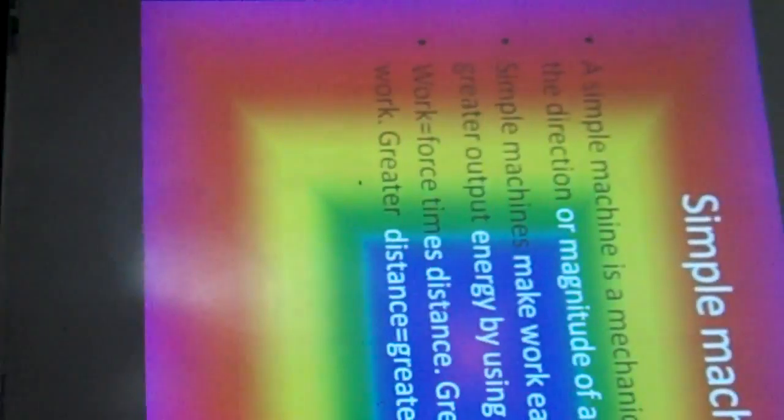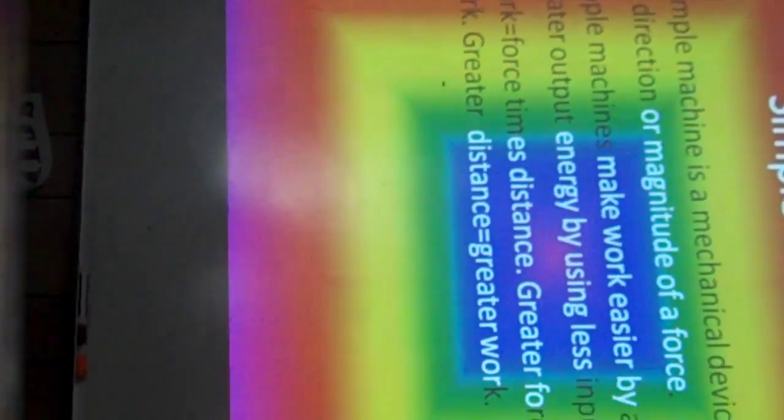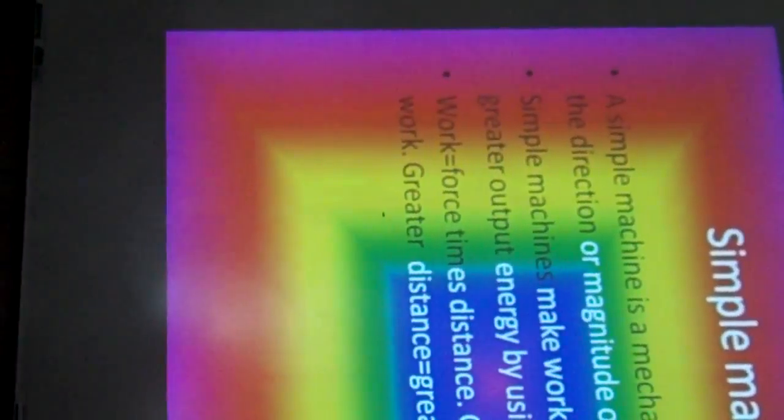A simple machine is a mechanical device that changes the direction or magnitude of a force. Simple machines make work easier by allowing greater output energy using less input energy. That's just restating the formula for work and the relationship, thank you.